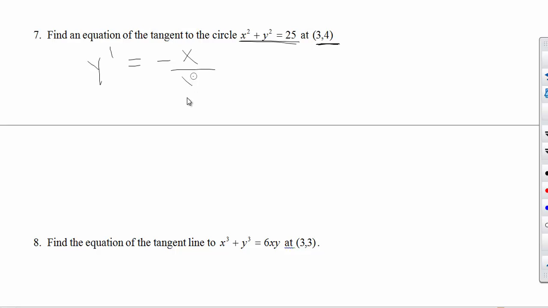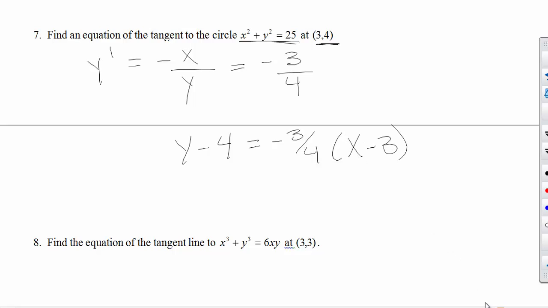So there's the derivative. So now I would just plug both the x and the y in to get the slope. So my slope would be negative 3/4. And then your equation of your tangent line would just be y minus 4 equals negative 3/4 times x minus 3. Same idea of what we've been doing.